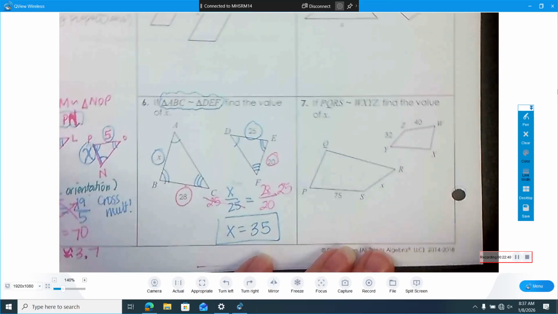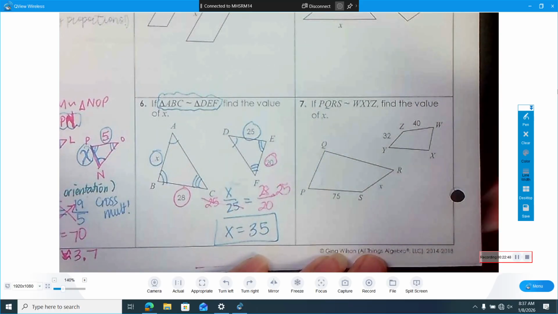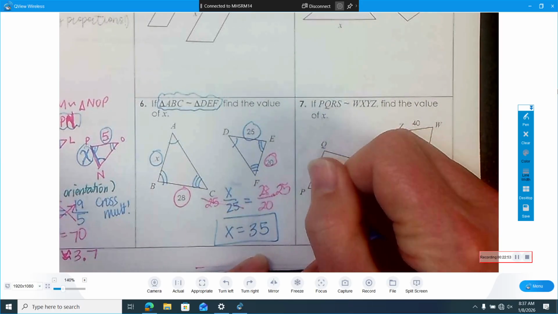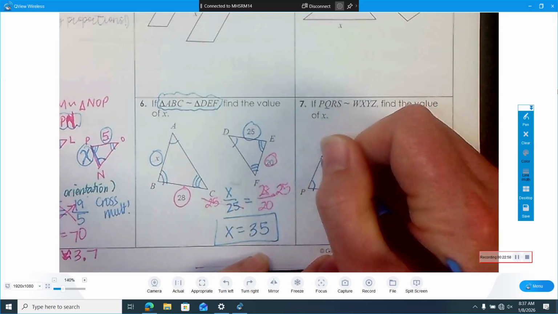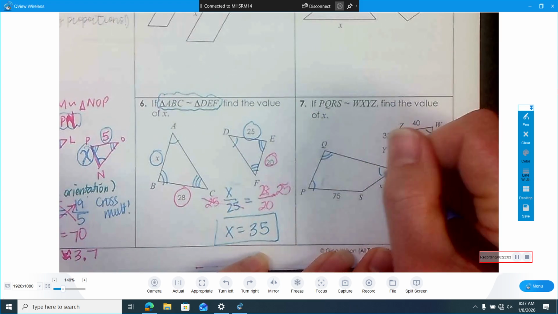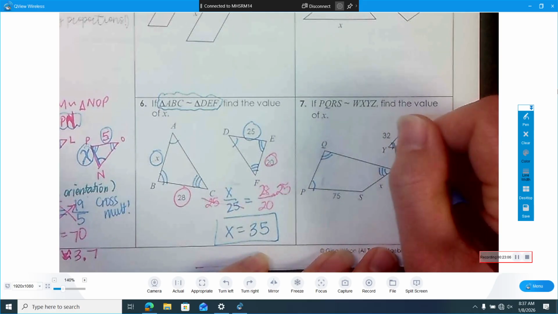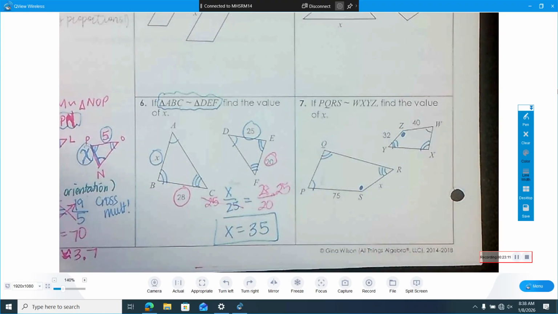All right, here we don't have a triangle, we have quadrilaterals, but the same is true. PQRS is similar to WXYZ. So again, I'm going to mark up my picture. So P corresponds with W. Q corresponds with X. R corresponds with Y. And I'm just going to use a dot for the last one. S corresponds with angle Z. And once I have that, now I can see where my corresponding sides are.